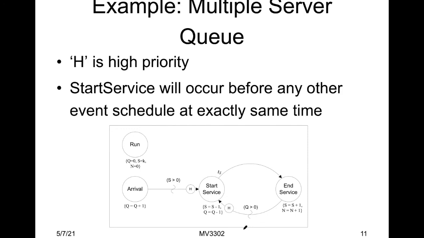However, if discrete random variables are being used for the service times and the inter-arrival times, then there is the possibility of a collision. And in that case, we want to make sure that the start service event happens first before either arrival or end service events. And we specify that by putting this high priority on.